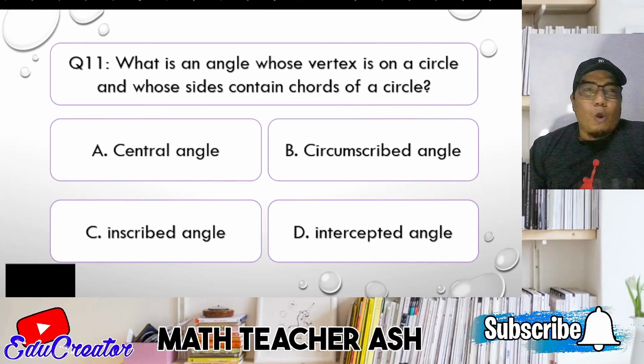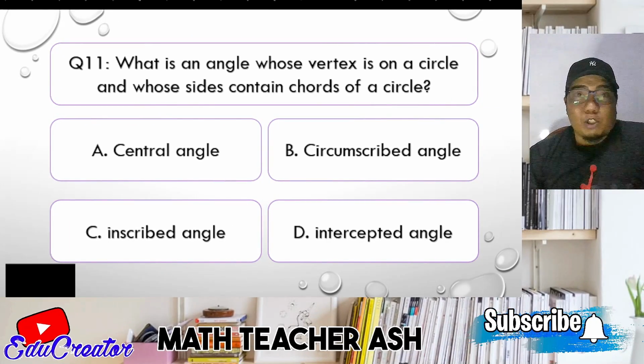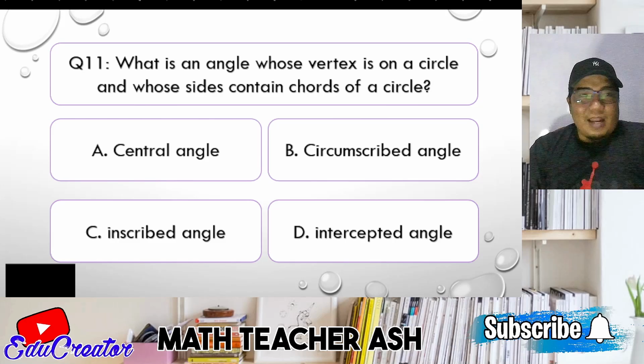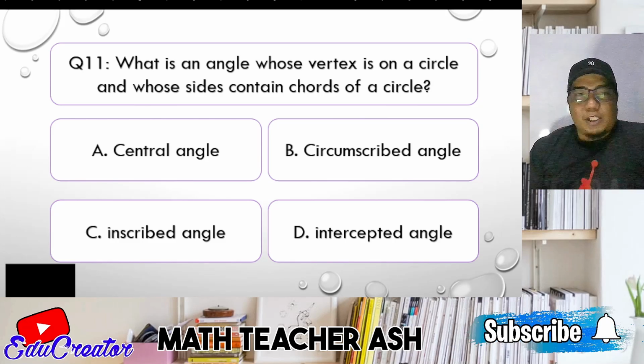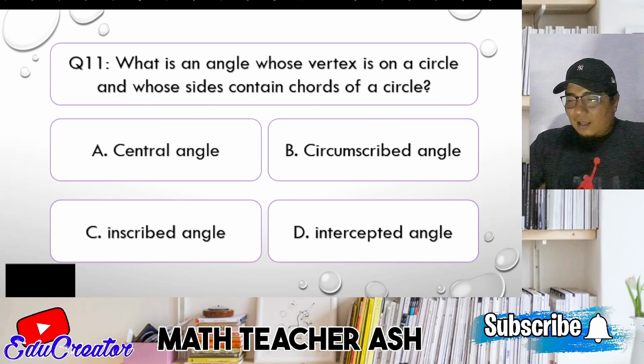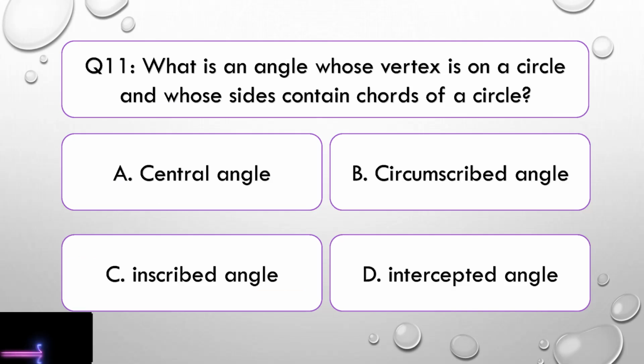Question number 11. What is an angle whose vertex is on the circle or on a circle and whose sides contains the chord of a circle? Is it A, central angle, B, circumscribed angle, C, inscribed angle, or letter D, intercepted angle? Okay, I'll give you 5 seconds to answer this question.